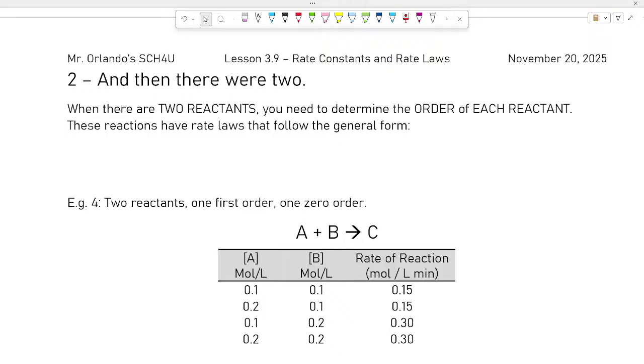So you might have two reactants, A plus B, and in this case, it doesn't matter what the coefficients are. Again, if it all happened in one step, you could just use the coefficients to give you the exponents, but we can't assume that. It is likely that if something has a higher coefficient, it will be one of your things where the concentration matters, but there's no guarantee of that. You have to do it experimentally.